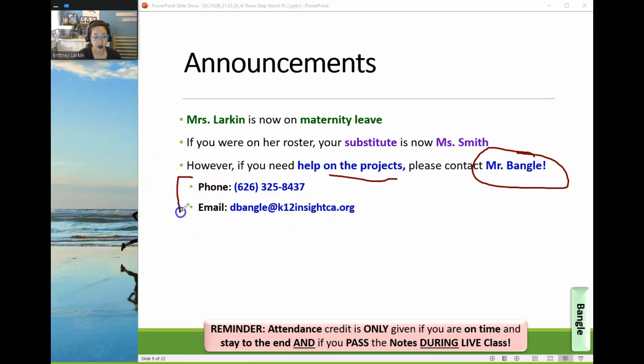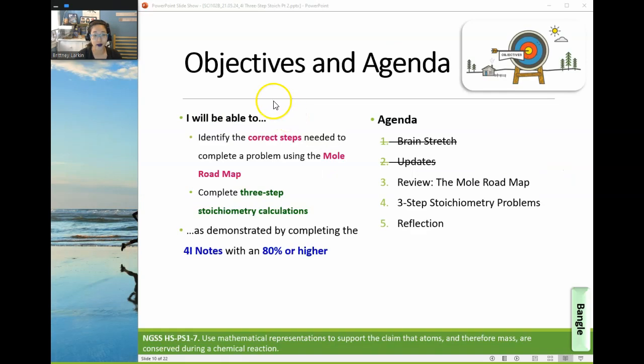So taking a look here, here's his phone and email. Make sure if you need individual tutoring that you contact him. He doesn't really have office hours, so make sure that you actually reach out to him and communicate with him if you do need a time for tutoring.